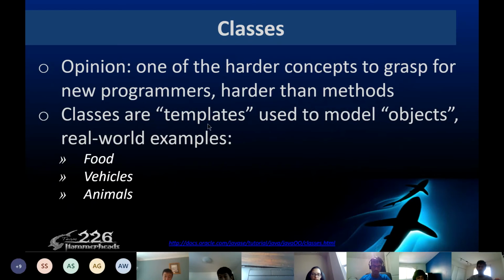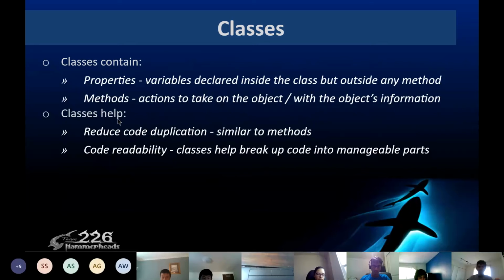All right, so what are classes? Classes are templates used to model objects. Some real world examples would be food, vehicles, or animals. Classes can have two things: properties, which are variables declared inside the class but outside of any method, and methods. These are actions to take on the object with the object's information. Basically, a method takes the properties of a class and does some action with them, like calculating something or finding something.